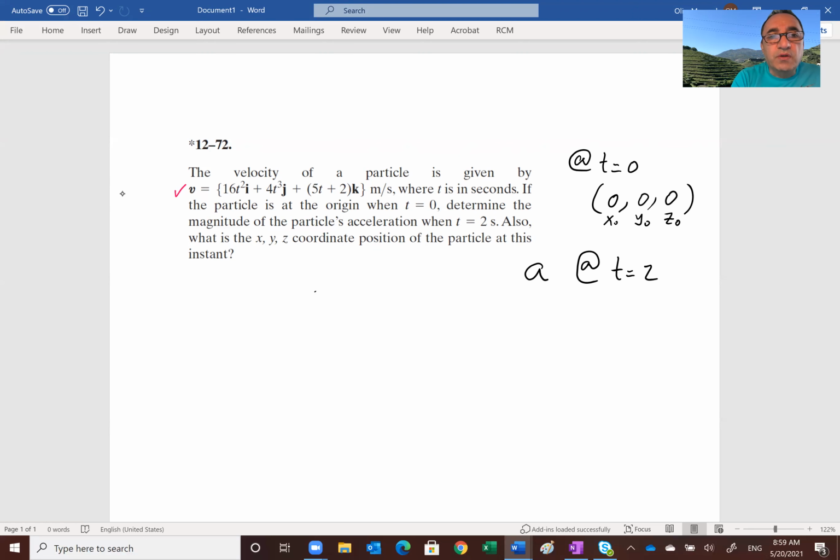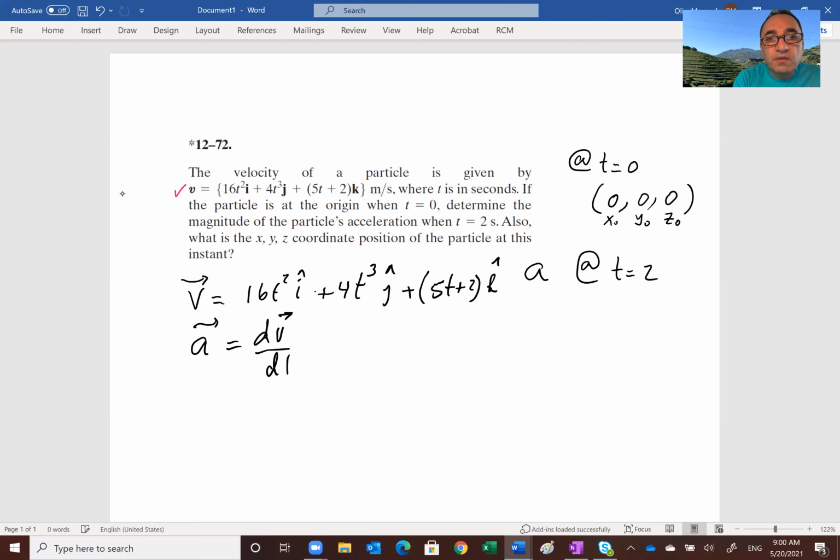This is easy. Look, velocity is what? Velocity is 16t squared I plus 4t cubed j plus 5t plus 2k. Acceleration is what? Derivative of velocity, guys, right? If you go ahead and take the derivative of this, what do you get? 32t I plus 12t squared j plus 5k. That's it. Go ahead, plug in t equal 2 into this.